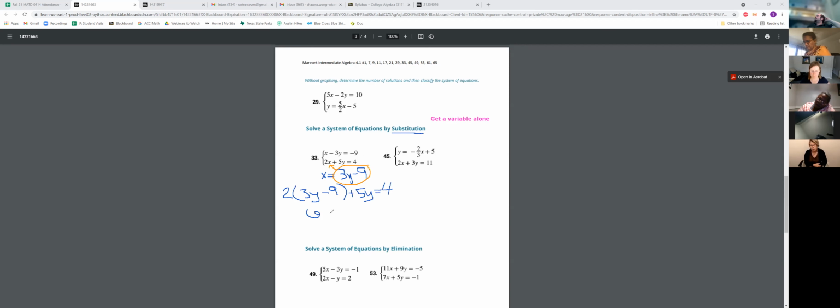And that's 6y minus 18 plus 5y equals 4. 11y minus 18 equals 4. So you put the 18 positive on the other side. 11y equals 22. Good. Divided by 11, y equals 2.